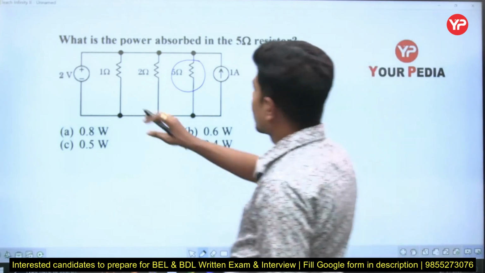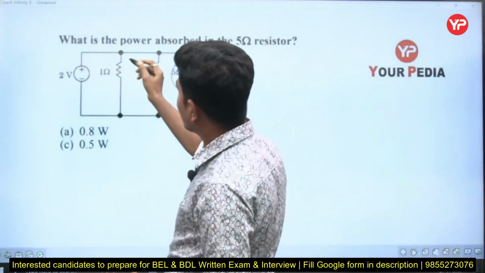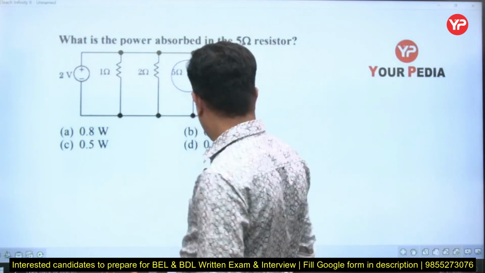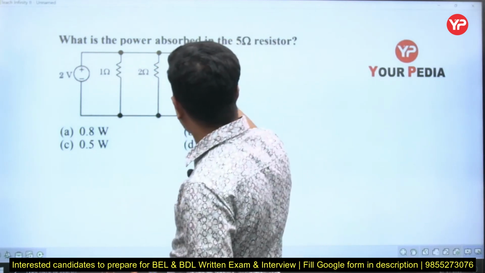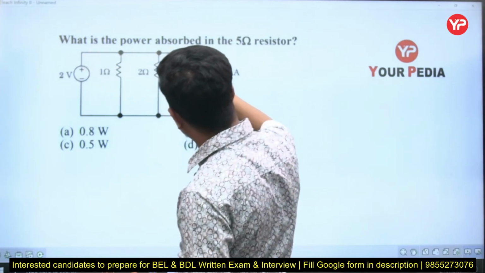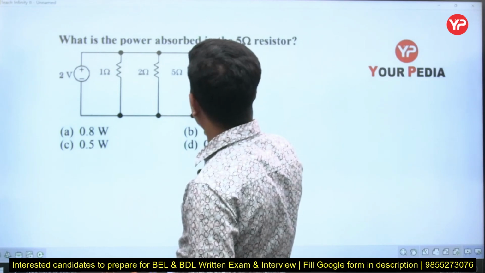Here, see, all are in parallel. This 2 volts in parallel, the voltage will be the same. Then how much is the current in this one? Why am I bothering about current elsewhere? I want the current in this one. This 2 volts will appear across this 1 ohm, this 2 ohm, and this 5 ohm also. Then the current in this one is 2 by 5.